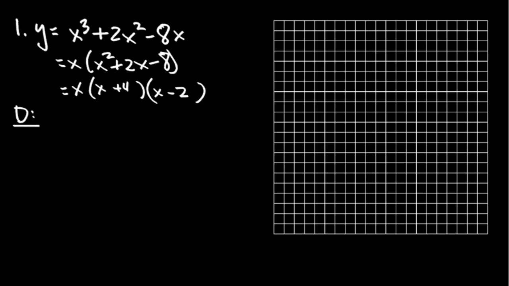Alright, domain. This is a polynomial. It's parabola-ish. Oh wait, no, it's not a parabola. It's a cubic, because of the 3. So this is going to be a cubic function. It is not going to have any asymptotes or any undefined points. Therefore, the domain is all real numbers. So you can say that the domain is the set of x such that x is in the set of all real numbers.